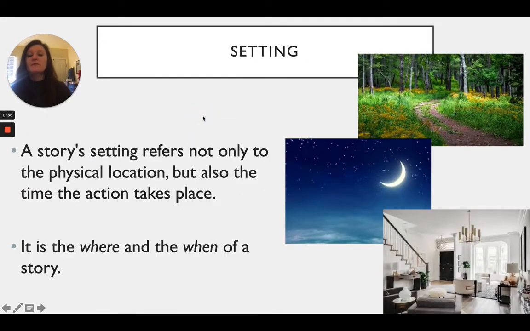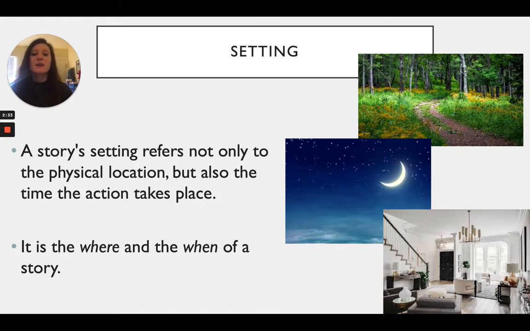All right, next up we have the setting. So a story setting refers not only to the physical location, but also the time the action takes place. So the setting is the where and the when of a story. So the setting could be outside. So it could be outside in the woods, outside in a park. It could be outside when it's light out. It could be outside when it's dark out. It could be inside of a house. So again, setting is time and place.